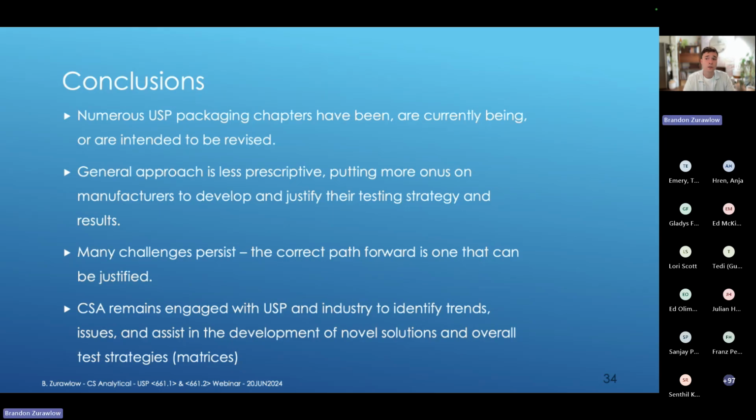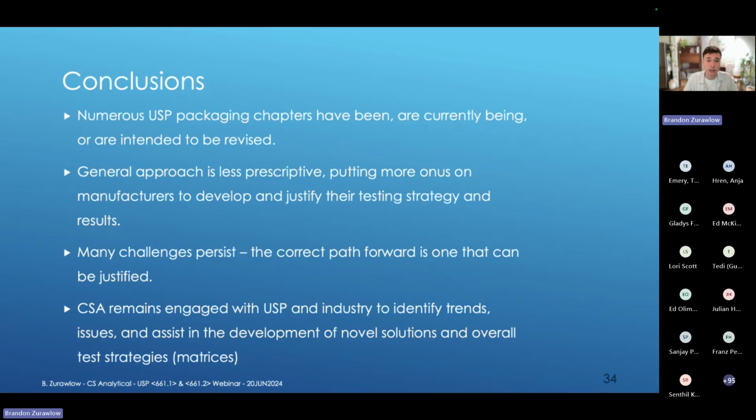So some quick conclusions. Numerous USP chapters have been and are currently being or are intended to be revised, as I mentioned earlier. The general approach is less prescriptive, which does put more onus on manufacturers to develop and justify their testing strategy, as well as the results that that strategy generates. However, this can be both a frustrating and freeing thing. There are still quite a few challenges that persist.